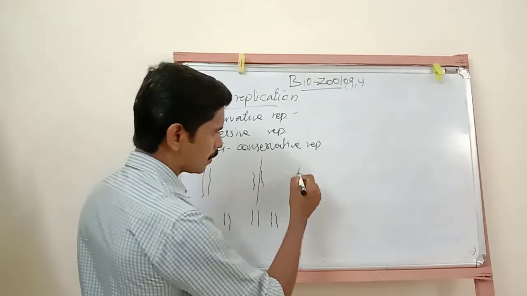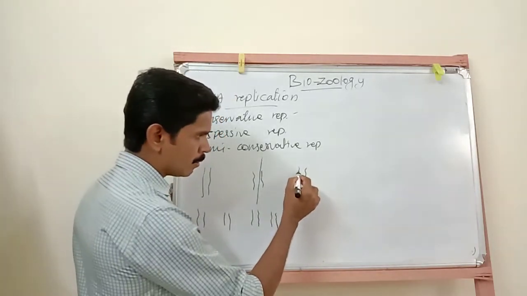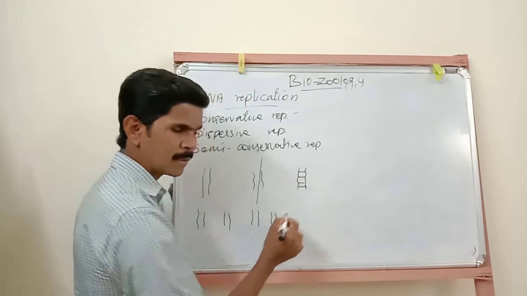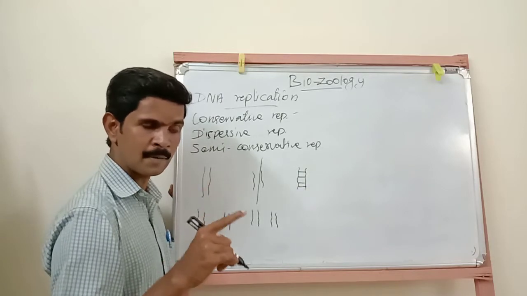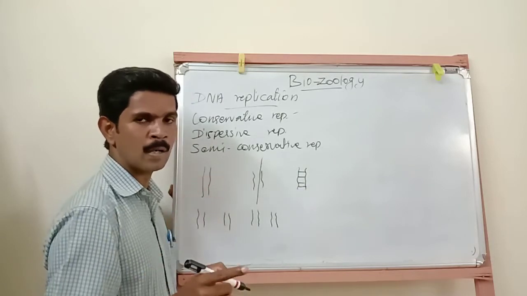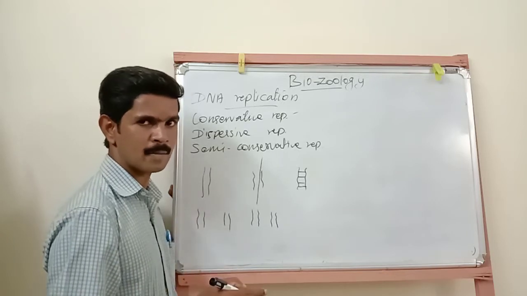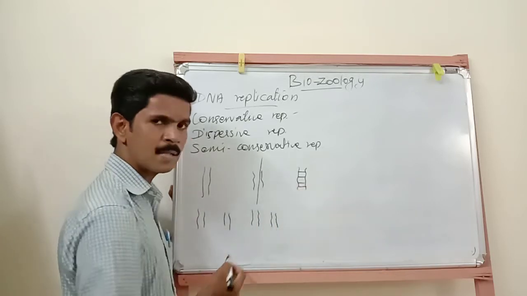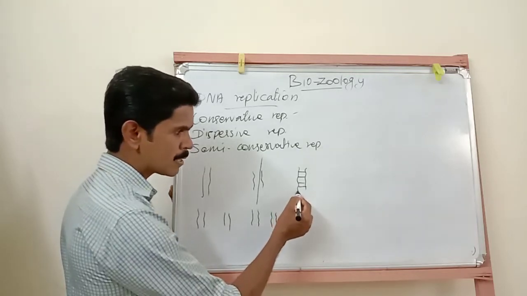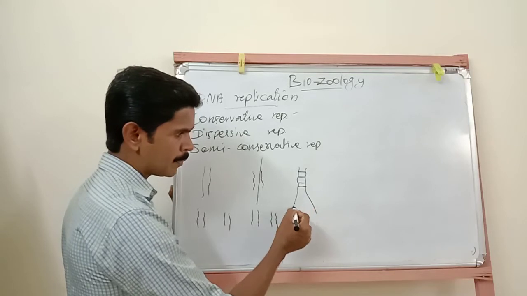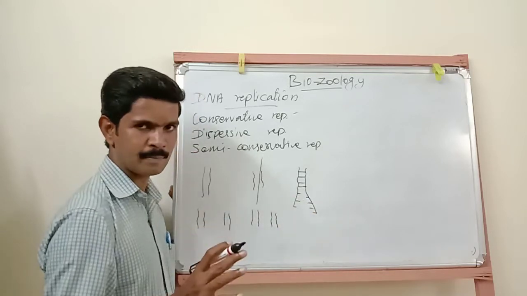Listen, this is a double-stranded DNA molecule. Both strands are connected by hydrogen bonds. Adenine is connected with thymine by two hydrogen bonds, and guanine is paired with cytosine by three hydrogen bonds. Like that, many hydrogen bonds are present between the two strands. So when the replication process takes place, the hydrogen bonds present between these two strands are broken first.